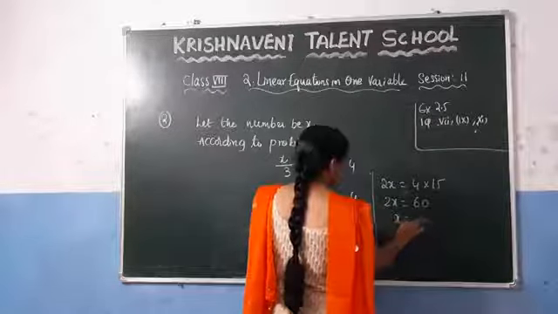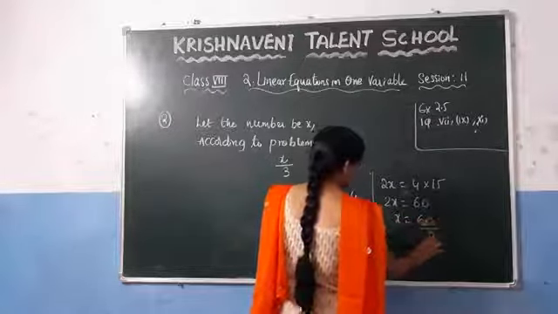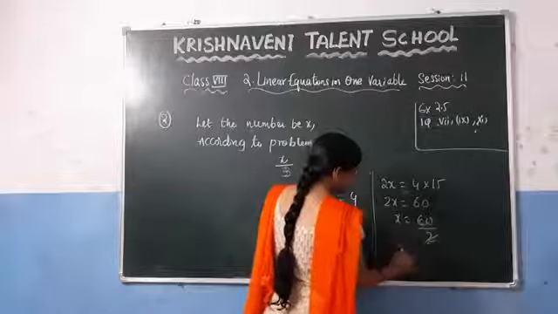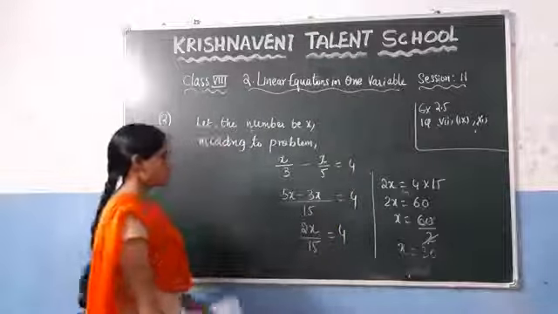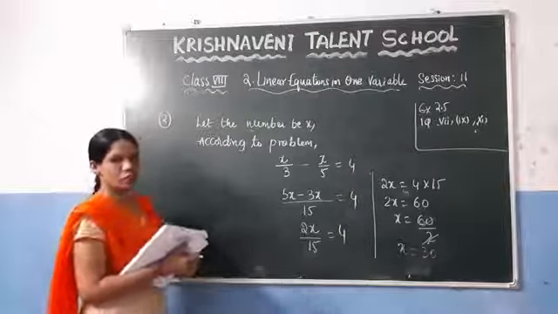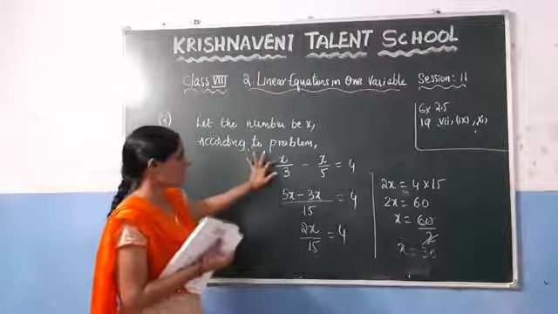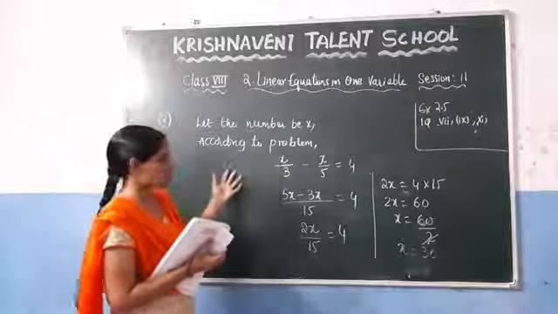If you take 2 to that side, it will become division and it will get cancelled by 2. You will get 30. So what is that number? Which is 30. Here you can check it if you want. Just put 30 here. 30 by 3 gives you 10.